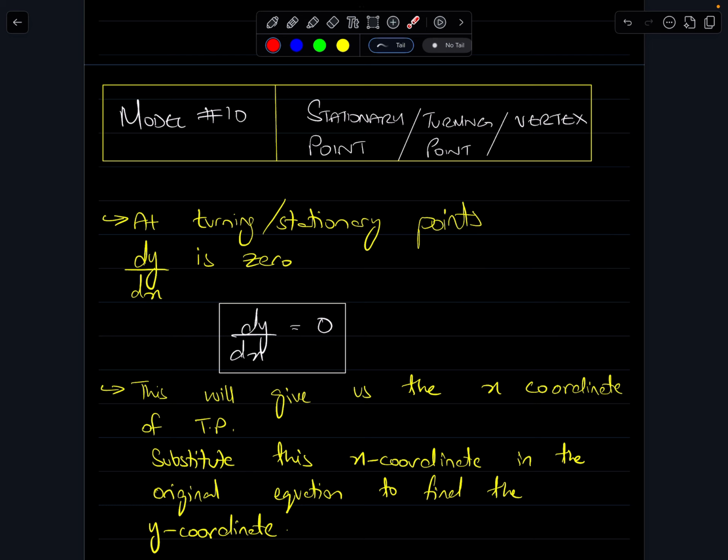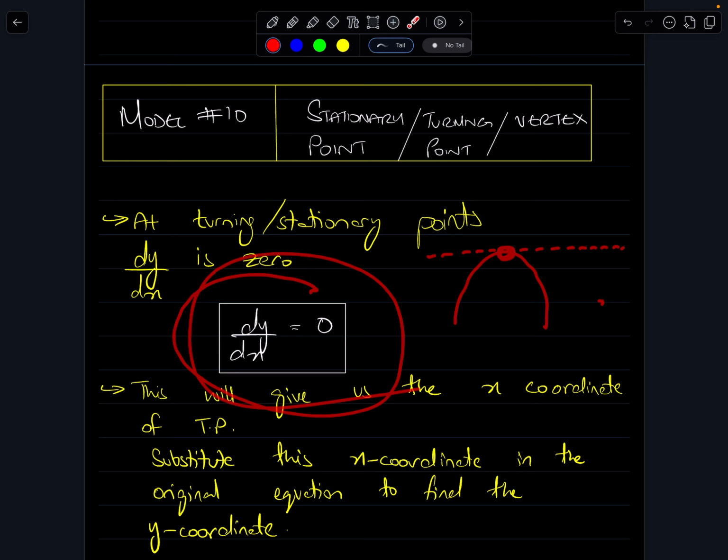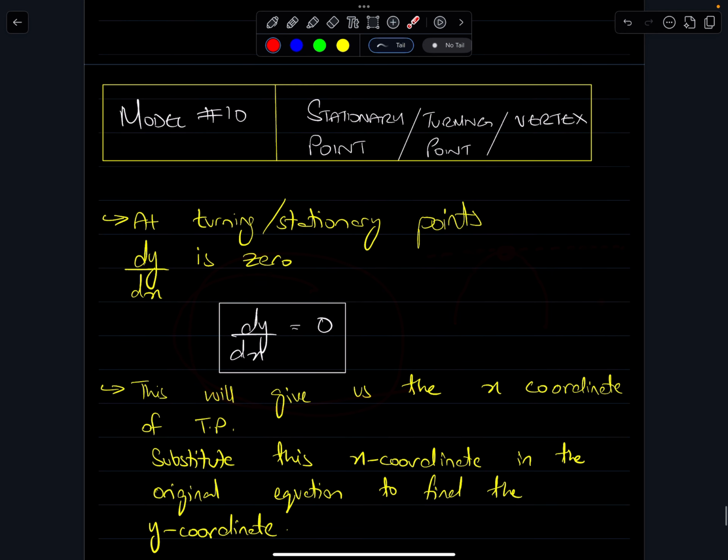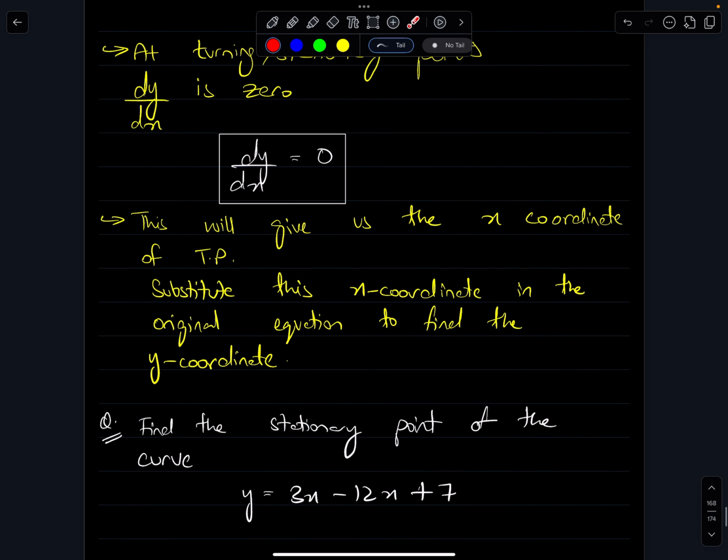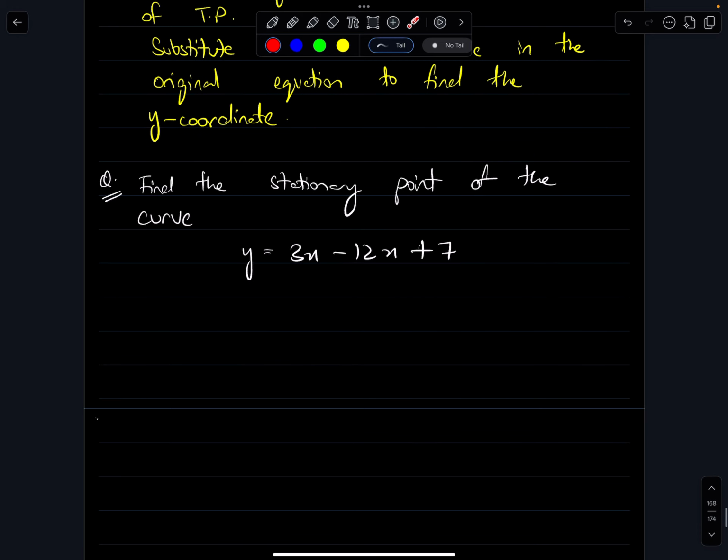So notice that, let's say for example, we have a maximum curve and appreciate the fact that at the turning points the gradient is 0. Thus, dy over dx is 0, and we will use this information to help us determine the x coordinate of the turning point. Once we have this, we will use the x coordinate and the equation of the line to find the y coordinate, and thus we have the coordinates of the turning point.